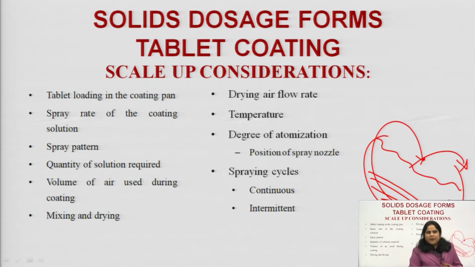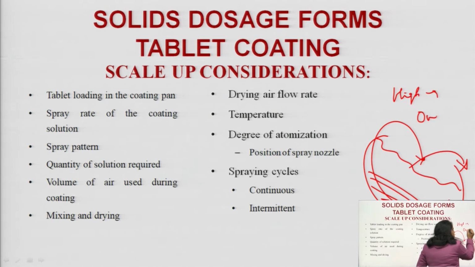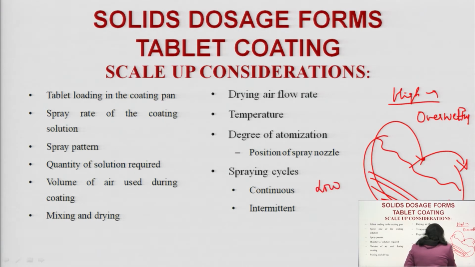The second thing is the spray rate of the coating solution. This is very important. If the spray rate is very high, it results in over wetting, and if the spray rate is very low, it results in under wetting of the tablet bed. Then the third thing we should consider is spray pattern. Spray pattern is how the spray nozzles move.